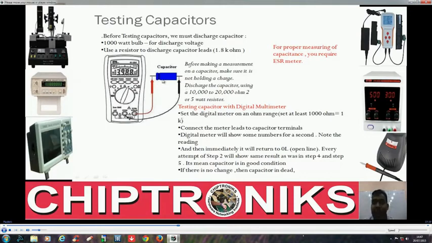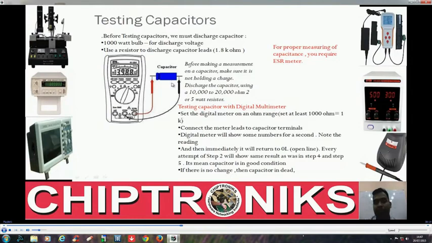You understand the values present over here? As I have spoken, initially the capacitor will allow the current to move. That means the capacitor will give less resistance to the flow of current initially, but after some time it will give infinite resistance because it blocks the flow of current. So in the continuity range it will give you less resistance initially, and after some time it will give you OL.